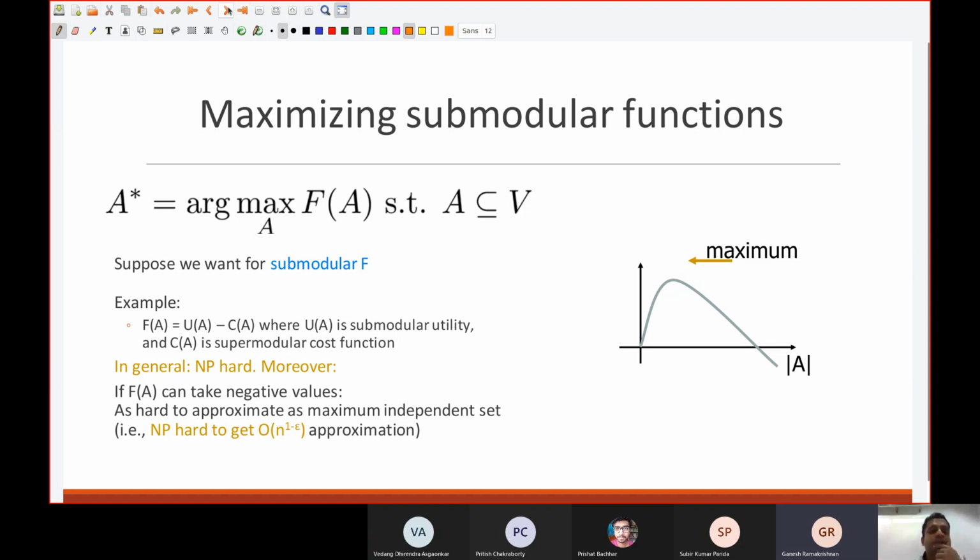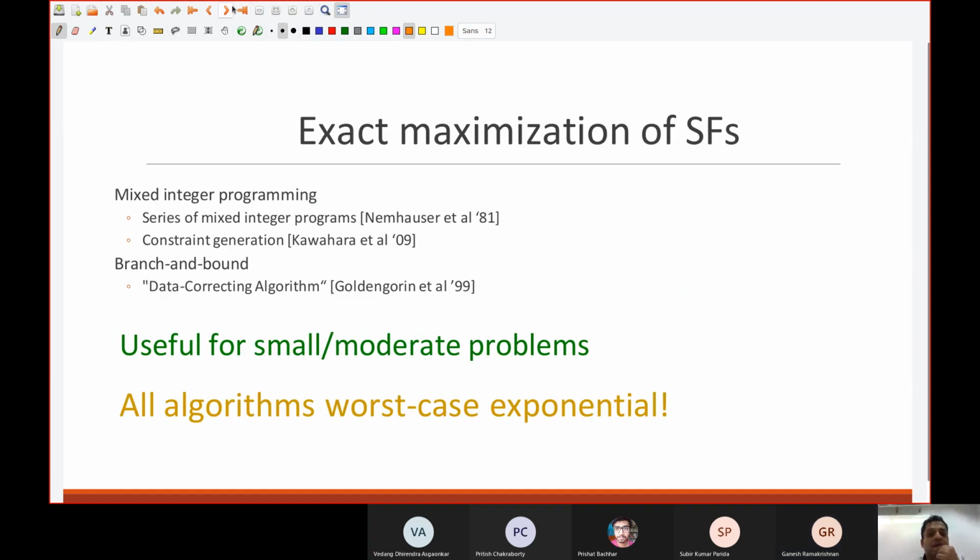Okay, but despite this, there have been efforts for exact maximization. Now you could do the following: you could actually be ambitious and have a mixed integer program, a series of mixed integer programming, for example, as early as 1981, Nemhauser tried that. We'll show some other results from Nemhauser today, which are not about exact maximization.